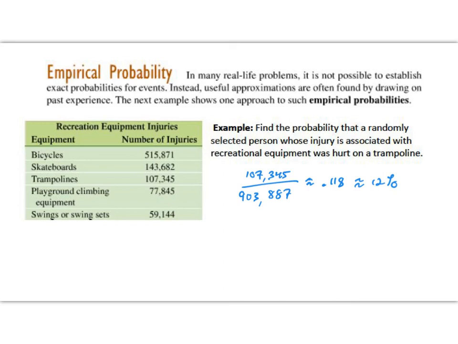And this is what we call empirical probability because it's based on data where it may not be possible to establish exact probabilities. I mean, this is just maybe a sample of the injuries that occurred in recreational equipment across maybe a certain part of the country or a certain part of the world.